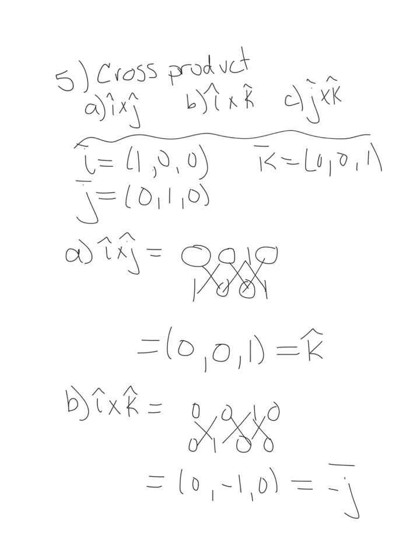I'm not going to do C, but you are going to do the exact same steps. Take your vector j and cross it with your vector k.